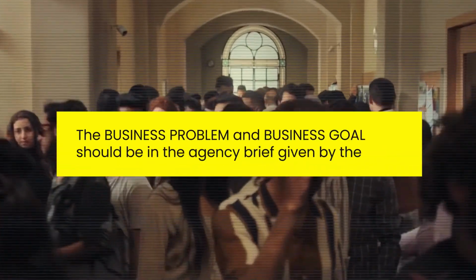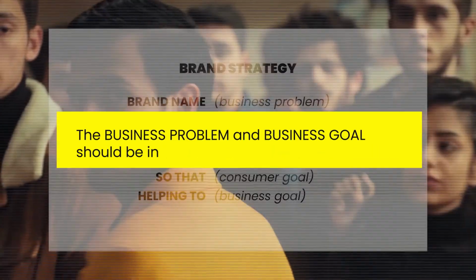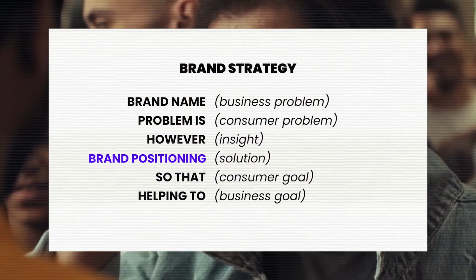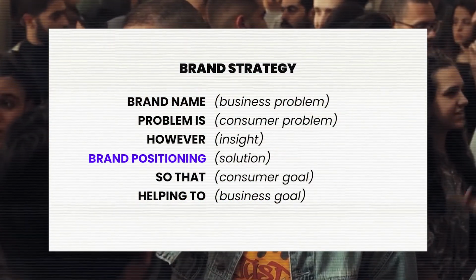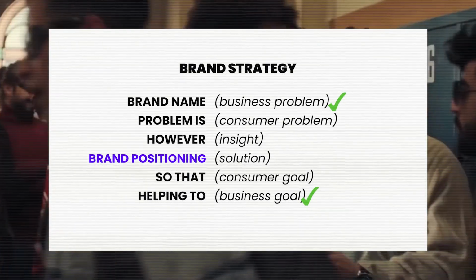The business problem and business goal should be in the agency brief given by the client. If you're not seeing these, you need to push back and get the client to articulate these pieces. Once we have the business problem and goal, we're really in there now. As the brand strategist, deep dive into the consumer mindset and ask, what goals are we helping consumers reach? I use the benefit ladder to do this.